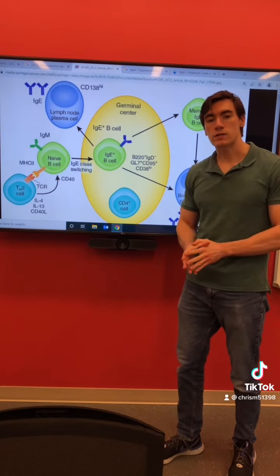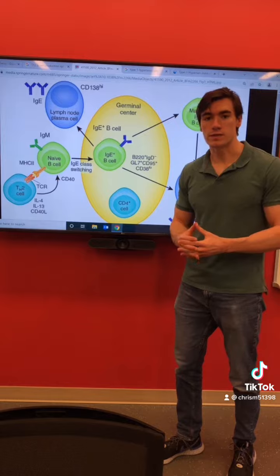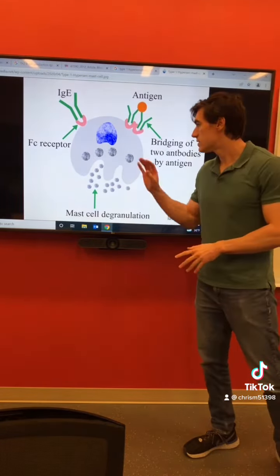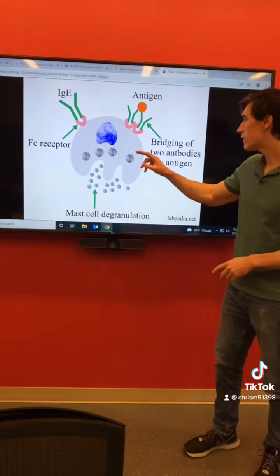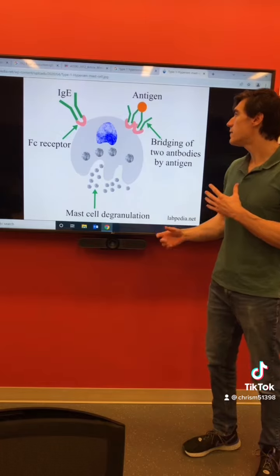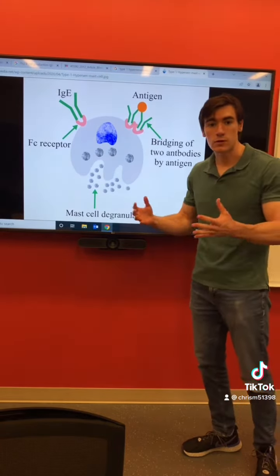This IgE is going to associate with the surface of mast cells that are going to cause the type 1 hypersensitivity. Now this is something you're going to want to pay attention to because this is high yield. Over here we have our mast cells, right? Our mast cells are just kind of chilling out in our tissues, and then they come in contact with an antigen, or in this case this would be your allergen.